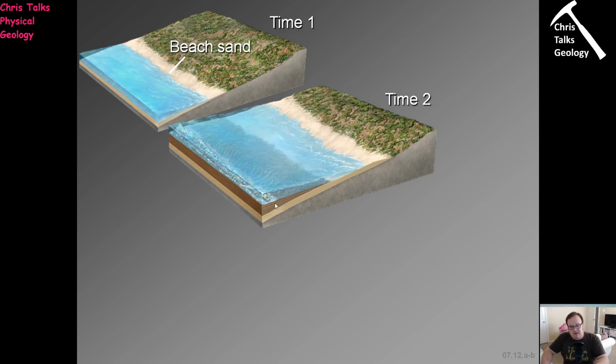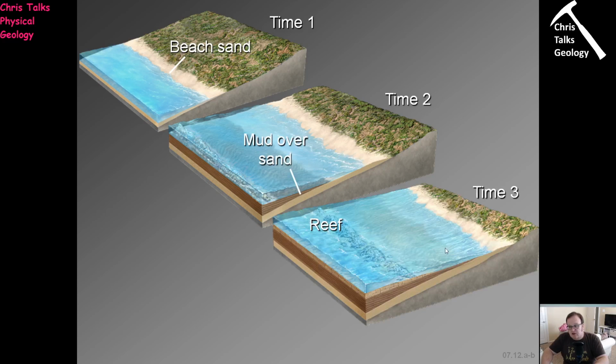So the mud facies have just gone over the top of the sand facies, and the sea level is going to go even higher, and now we're going to have carbonate facies coming over the top of the mud facies. So remember, the carbonate facies are the deepest water facies.